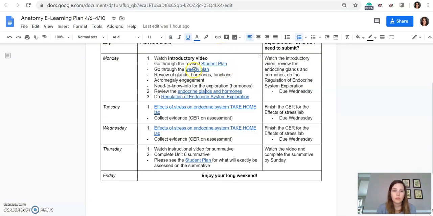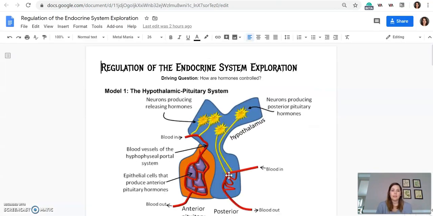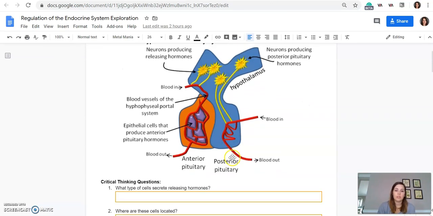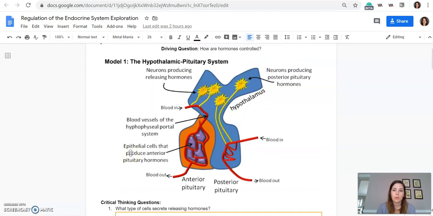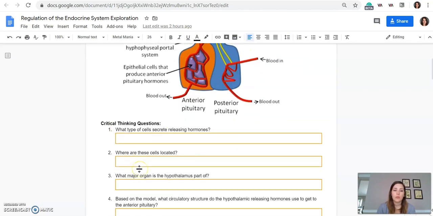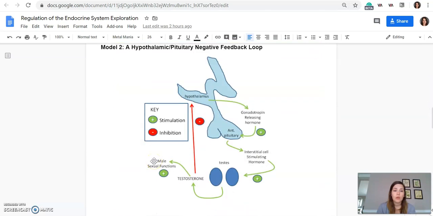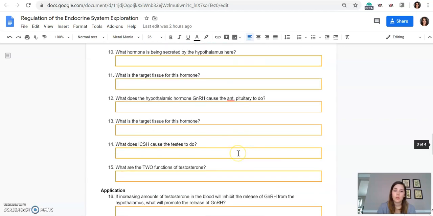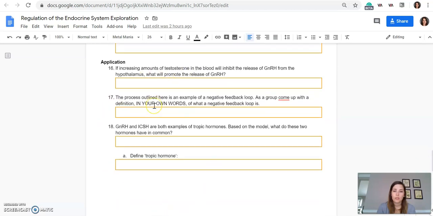All right. And then also today, I'd like you to do the regulation of an endocrine system exploration. Looks like this, a few models you'll be answering questions about, and most of these questions, it's just a one-word answer. So this will go really quickly. So take some time, look at these models, go through these critical thinking questions. Second model here. I know this looks confusing at first. These questions will guide you through interpreting this model. And then a few application questions.